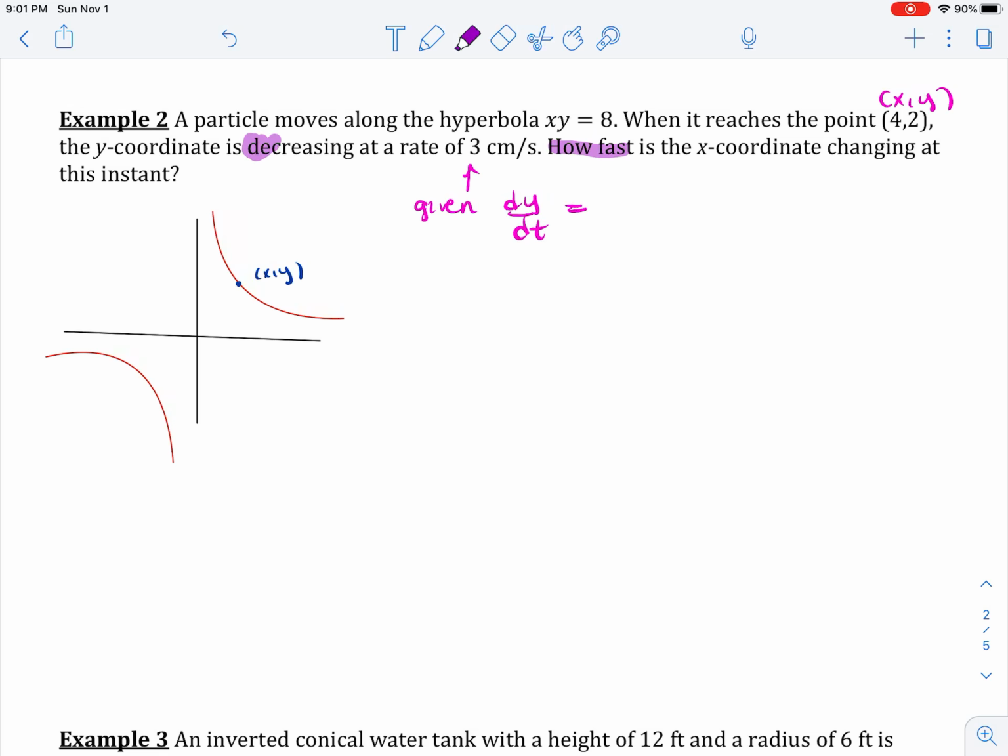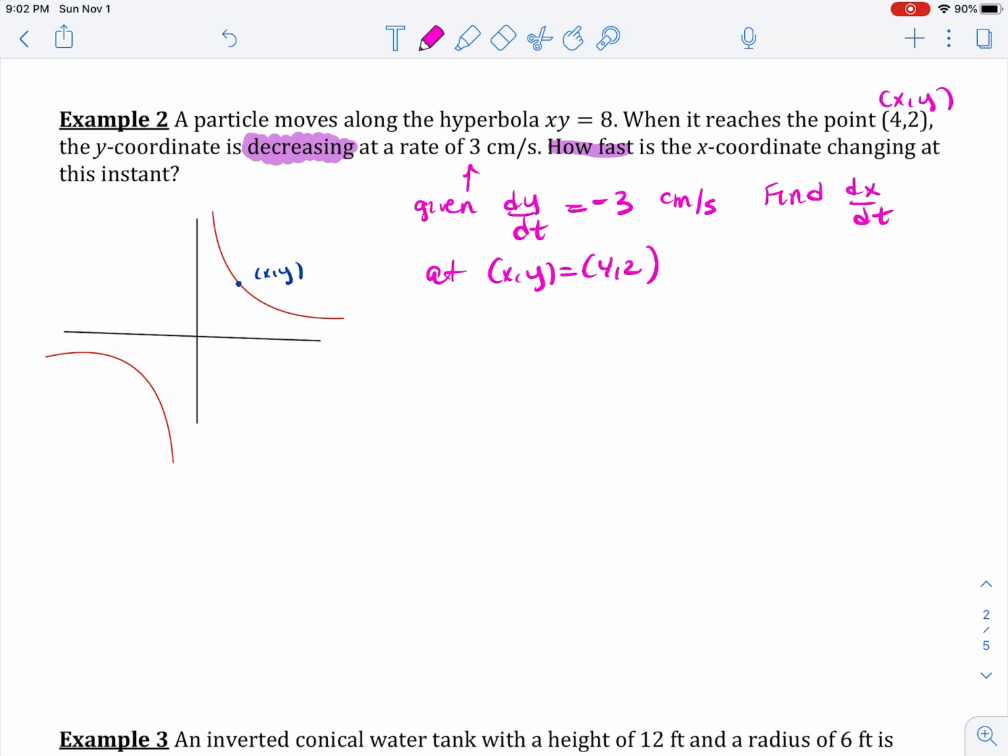That is, we are given a rate. And what is that rate? Given dy/dt. And I want to point out, if you're ever given that something is decreasing, you want to negate that rate of change. In other words, you want to say that this rate is equal to minus 3 centimeters per second because it's decreasing. Good. So given that dy/dt is minus 3 centimeters per second, find dx/dt. How fast is the x coordinate changing, right?